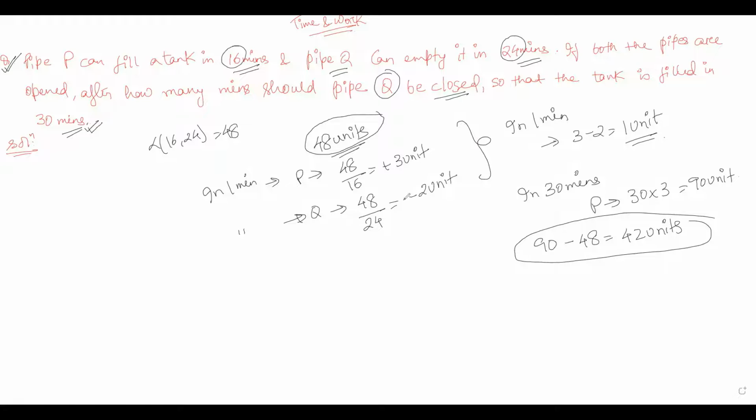And we know that every minute Q is draining 2 units of the tank. So 42 units would be drained in 42 by 2, that is in 21 minutes. So we can say that after 21 minutes, pipe Q has to be closed so that this tank can be filled in exactly 30 minutes.